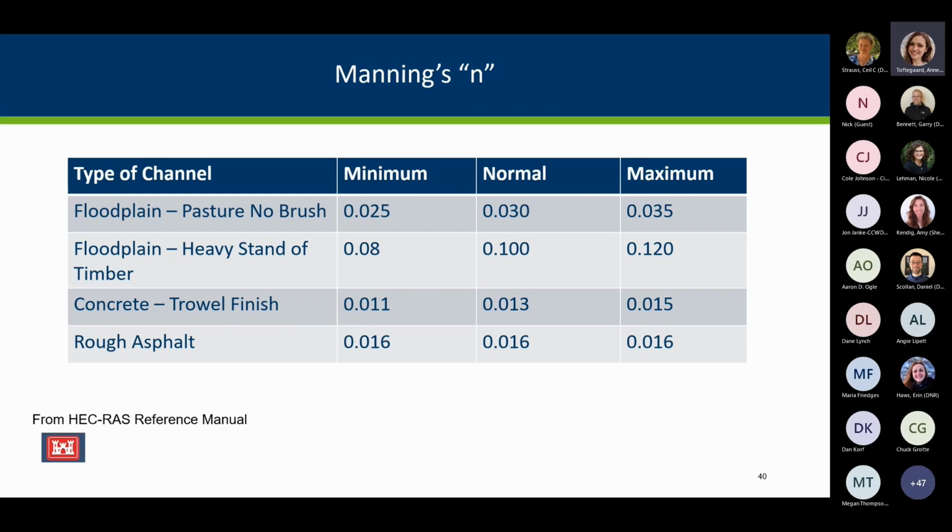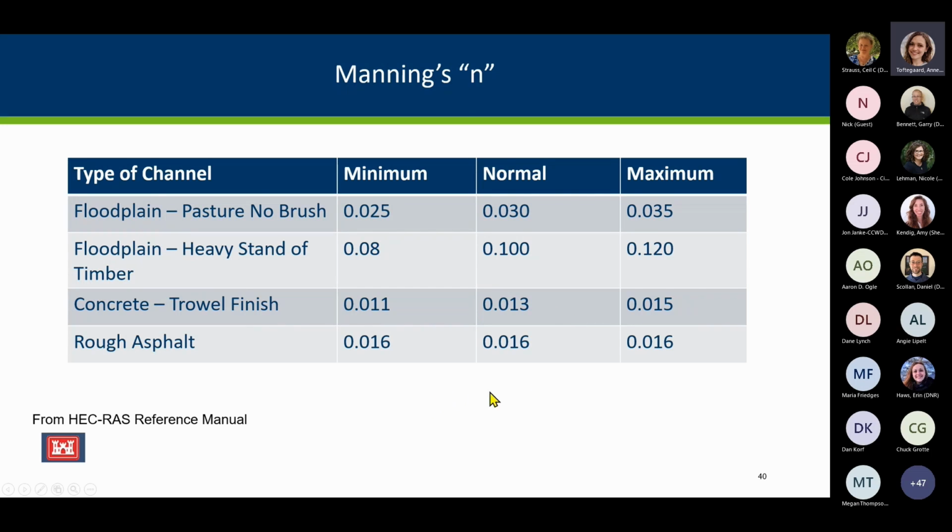Manning's N is a parameter that we use in hydraulic models that represents the surface roughness. So higher Manning's N values indicate rougher surfaces in a channel or floodplain, such as timber or weedy surfaces, and lower Manning's N values represent smooth surfaces, such as concrete. And this table here just has some examples of Manning's N values that you might see in our modeling.